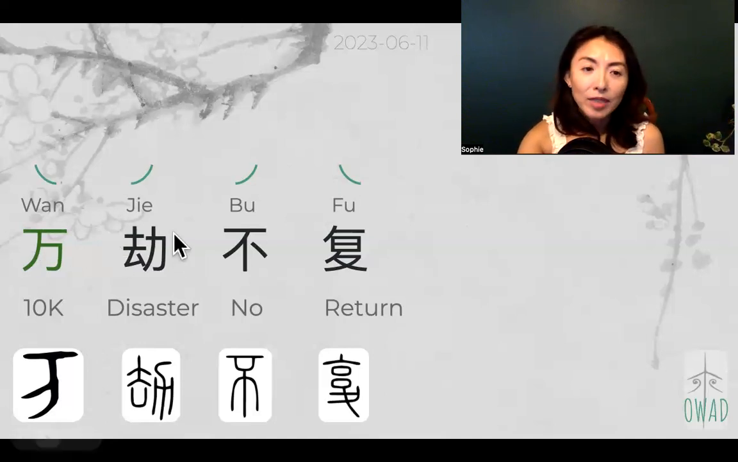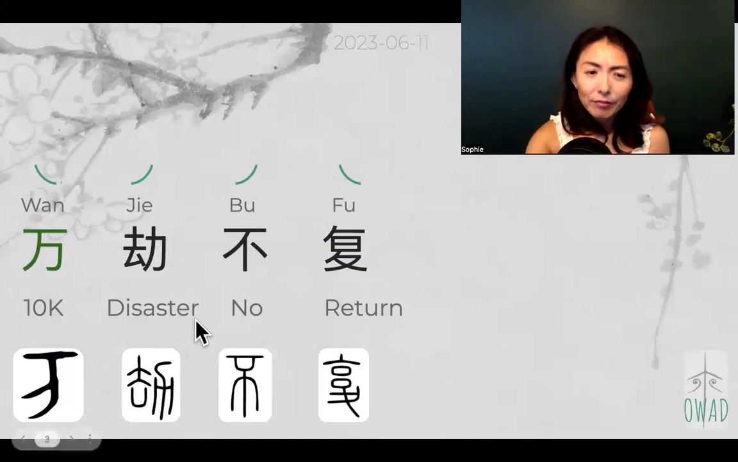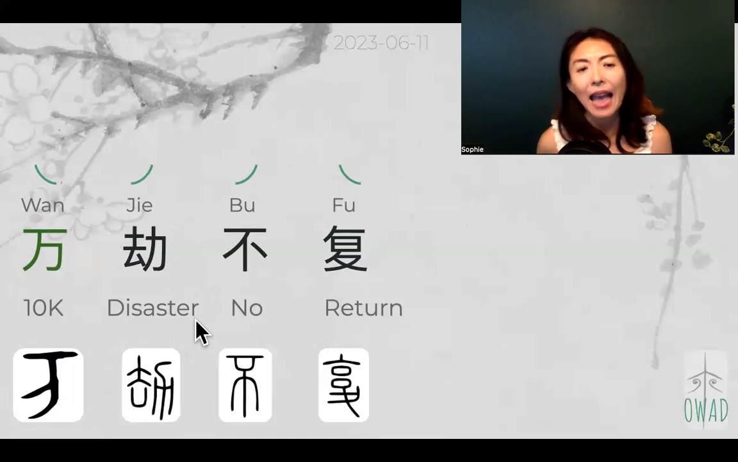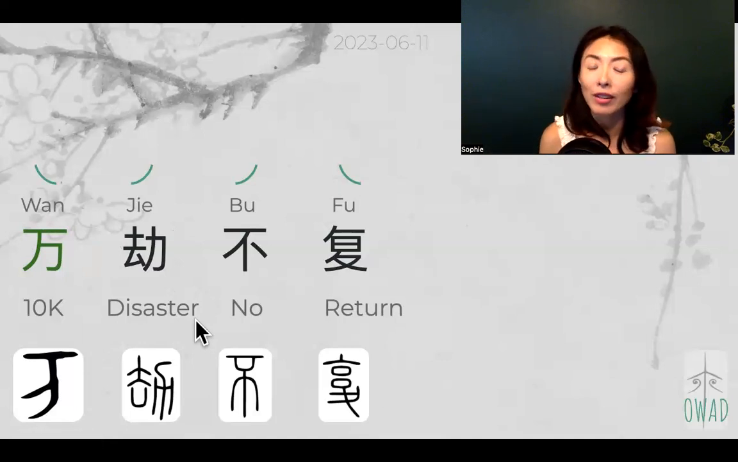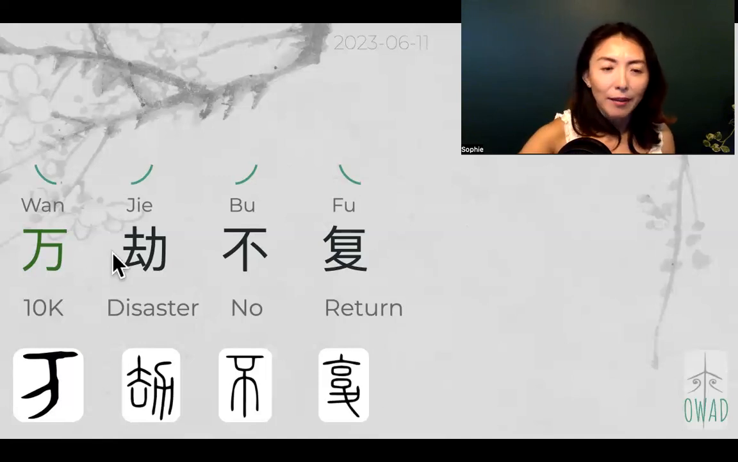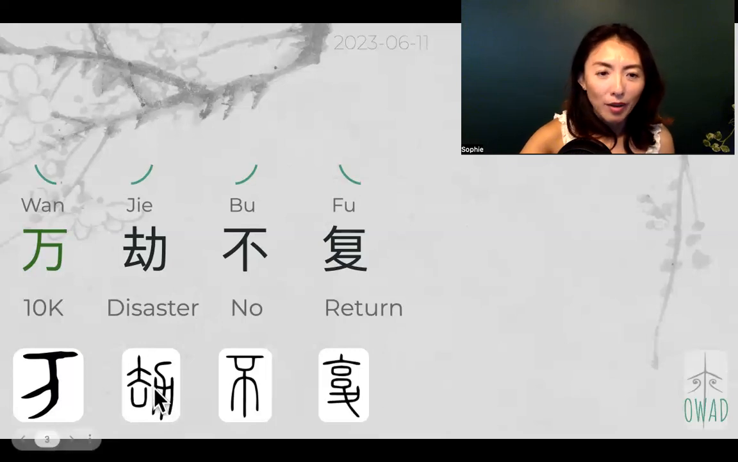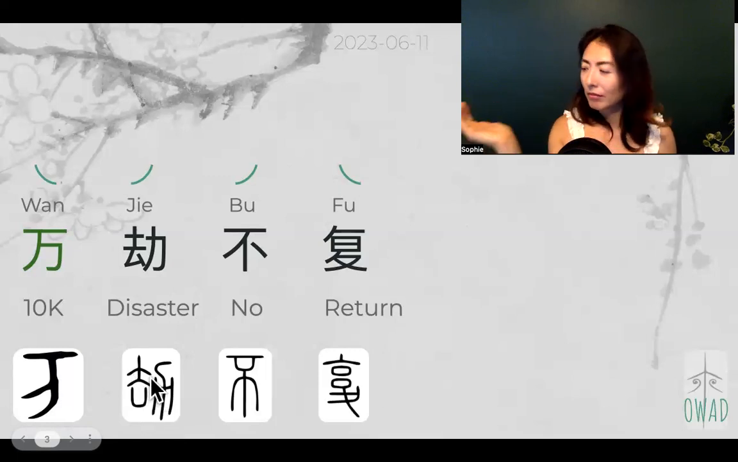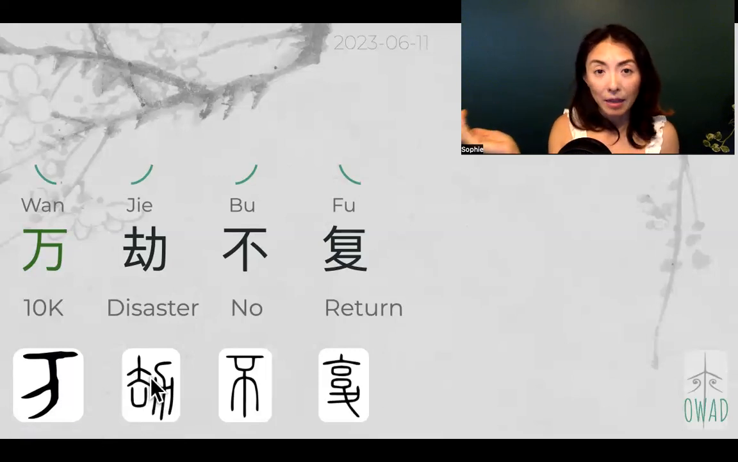Okay, 劫, I translated as disaster. It was not that accurate, but it probably came originally from this concept of disaster. Okay, 2 parts. Well, actually, probably 3 parts. The left side, this convex shape, right, like a bow.